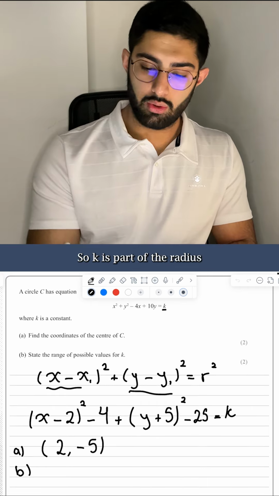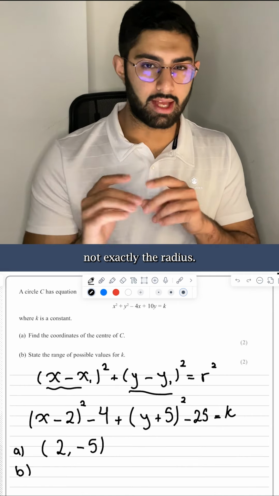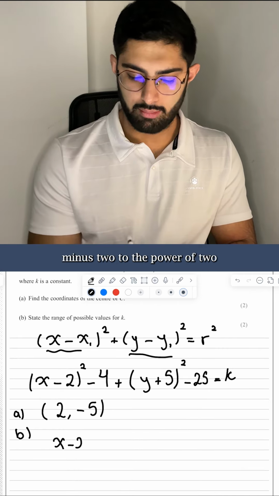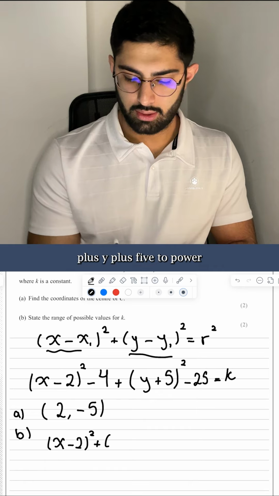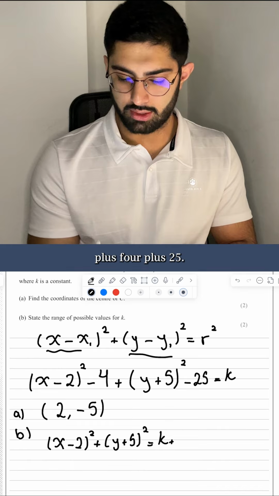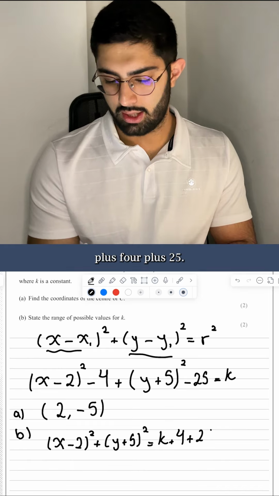Going to part B, it says, find the range of possible values for k. So k is part of the radius, not exactly the radius. If I rewrite my original equation, (x minus 2) to the power of 2 plus (y plus 5) to the power of 2 equals k plus 4 plus 25.